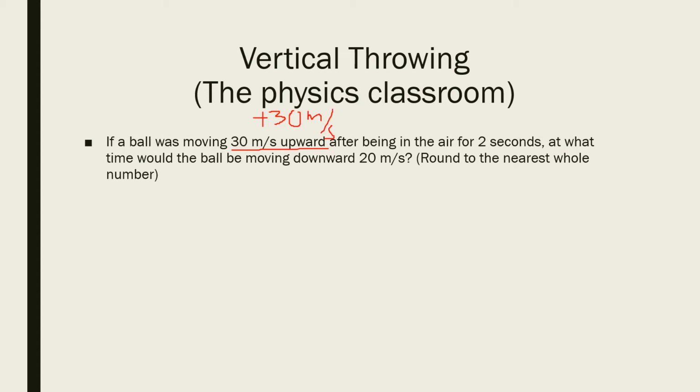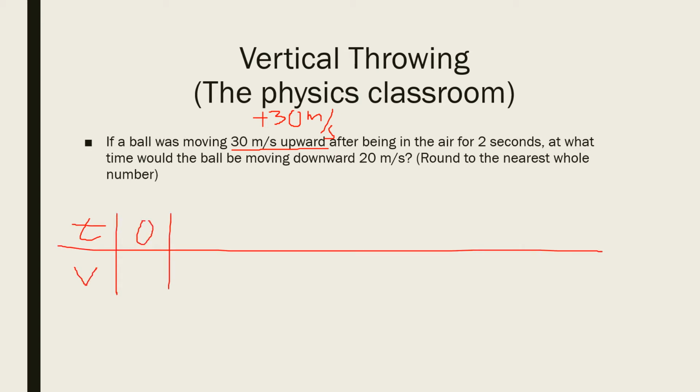okay, after being in the air for 2 seconds, I'm going to make my little chart. Making my chart. Oh, at 2 seconds, I'm going to put plus 30. And it's going to keep going. I'm going to stop for now. I don't know how long it goes, but let's go see what I'm looking for. At what time would the ball be moving downward 20 meters per second? A lot of people did not necessarily read the question fully in the physics classroom, and they would miss the keywords like downward, and they wouldn't know it would be negative 20.